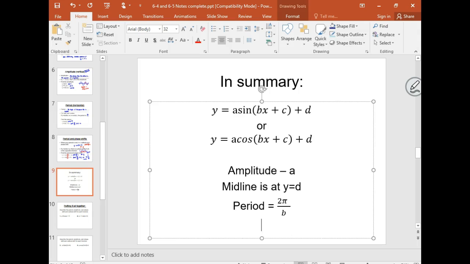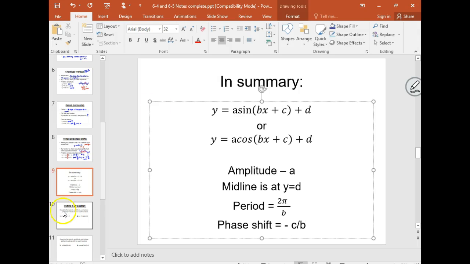And then the last thing is our phase shift. What would we do to find our phase shift? C divided by B. And I'm going to put a negative there to remind me that it's the opposite direction. So if I have a positive C, it's going to go to the left. If I have a negative C, it goes to the right. Negative C over B. So that sort of summarizes everything that we would have for these examples.